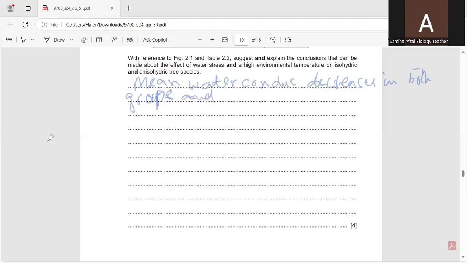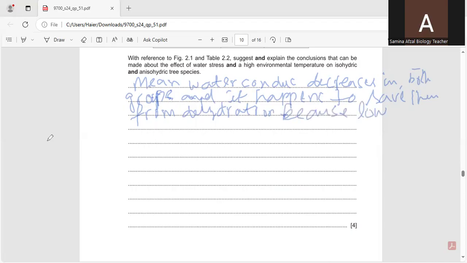And it happens to save them from dehydration. And because of low conductance, there is a low transpiration rate.